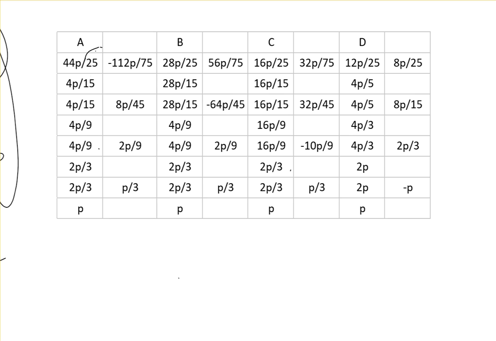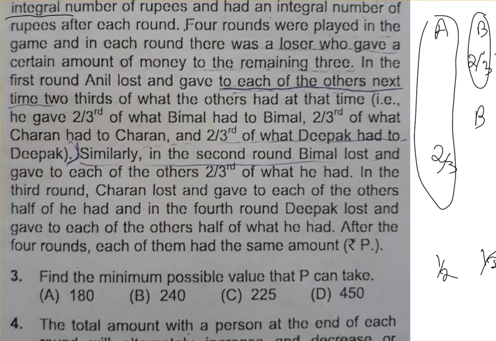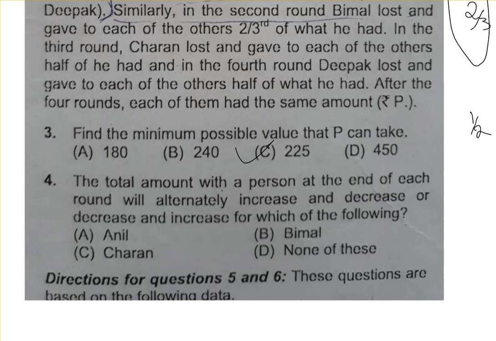So the denominators are 25, 15, 9, 3, 75, 45, 25, 15, 9, 3, 75, 45. Okay, these are the denominators. So LCM of all these will be 225. So the value of P must be 225. Okay, so the minimum possible value of P is 225.